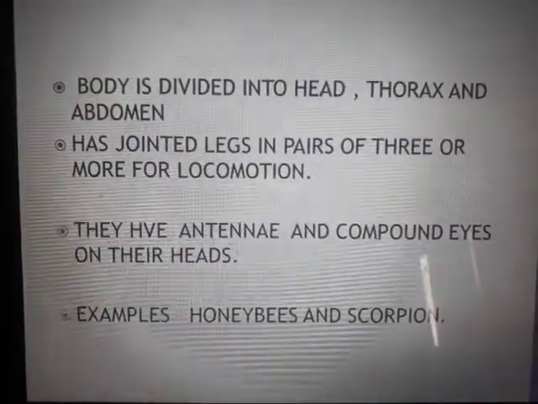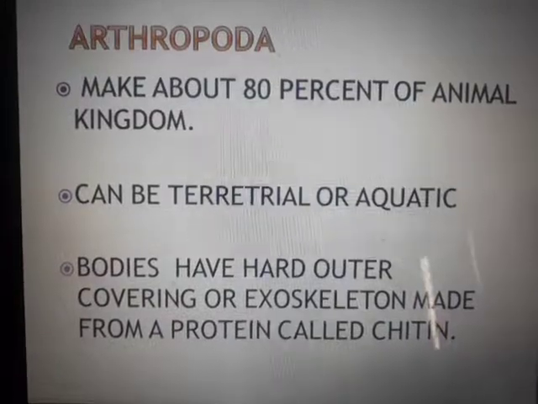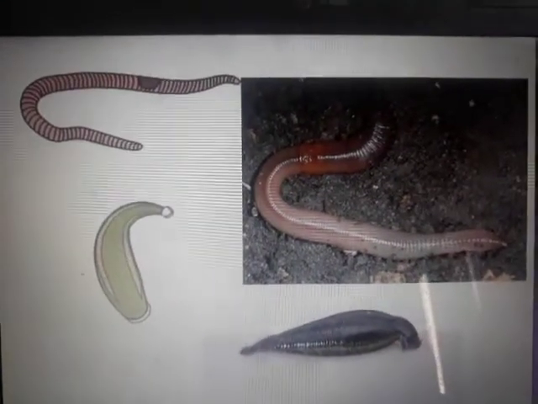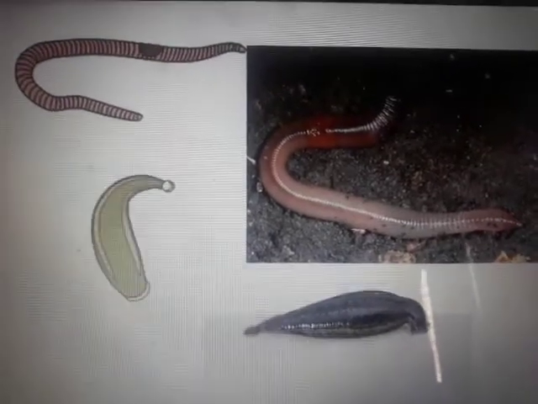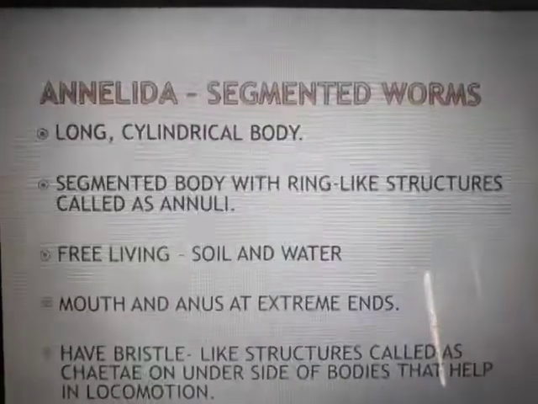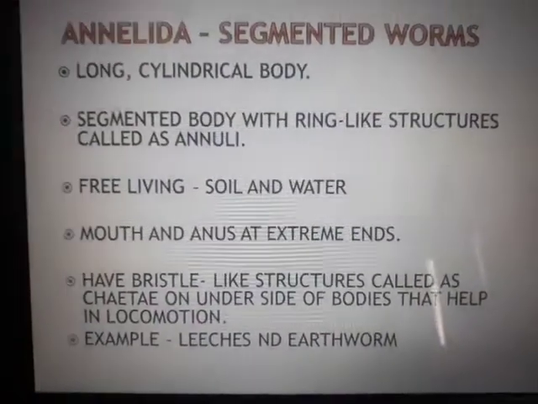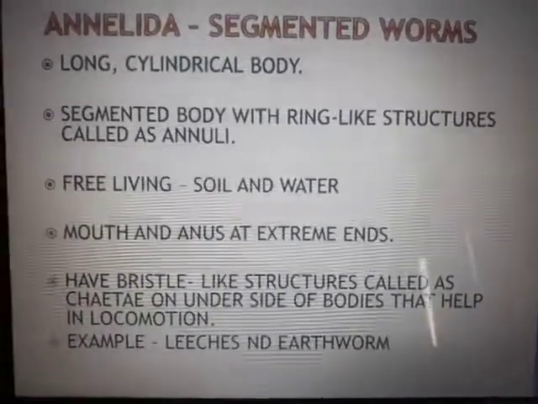Okay, fine then. And the earlier one was annelids, segmented worms. Setae are what they have to locomote, and they have a long cylindrical body, and they are found in soil and water. So that's it for today.